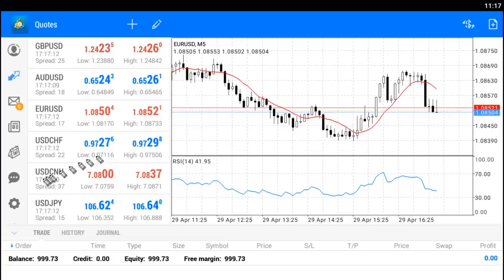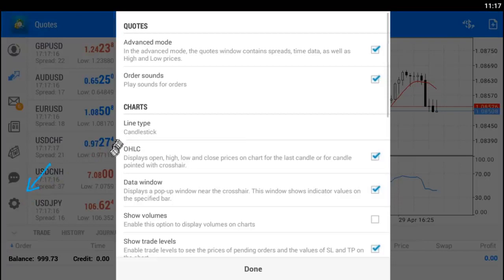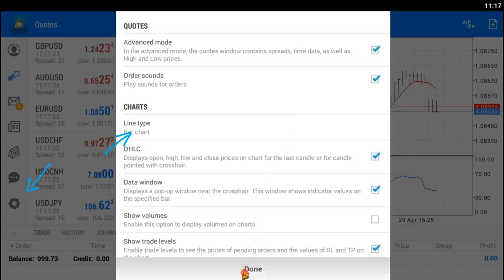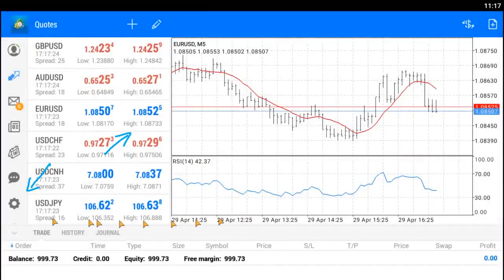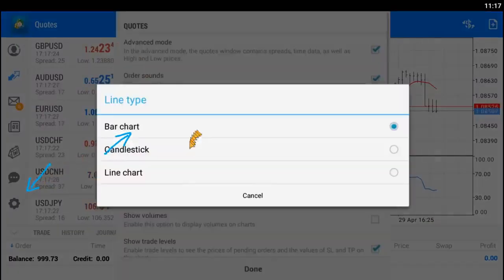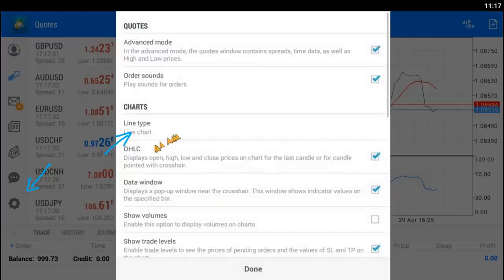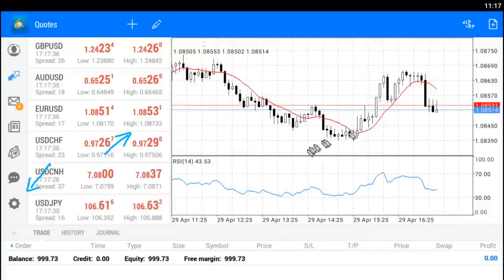Chart mode is changeable according to your preference. Just tap on the little gear icon here, line type, and select the one you prefer. The bar chart looks a little bit like dominoes to me, if you know what I mean. Then we have the line chart, which looks simple, overly simple. Oh well, I prefer candlestick chart anyway.